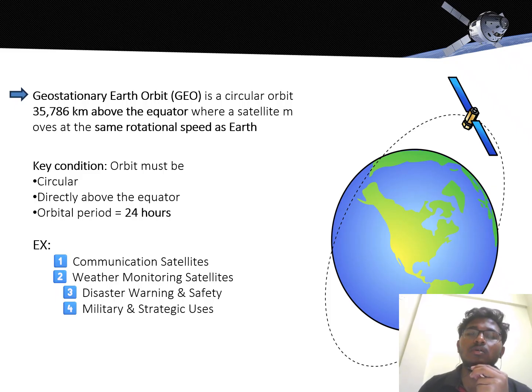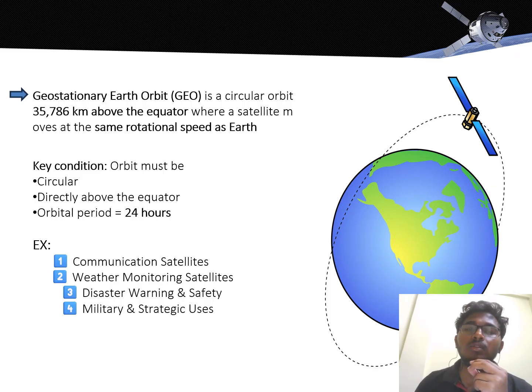Geostationary Earth orbit is a circular orbit around 35,786 kilometers above the equator, where the satellite moves at the same rotational speed as the Earth. The key condition: the orbit must be circular and directly above the equator. The orbital period is 24 hours.